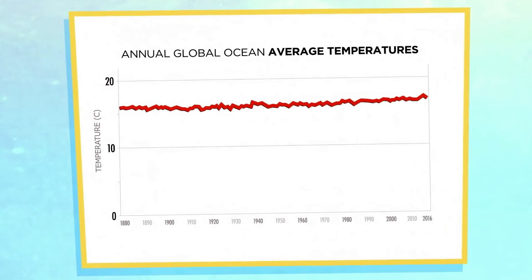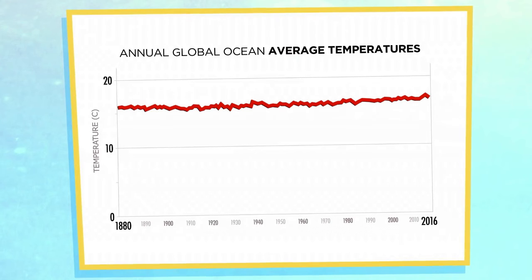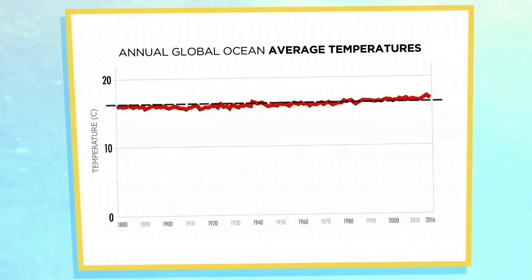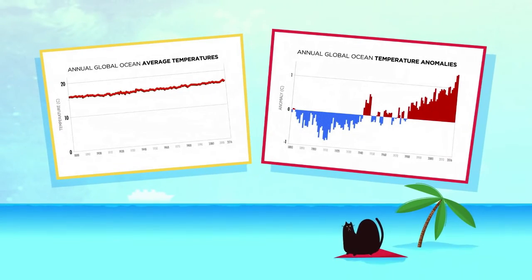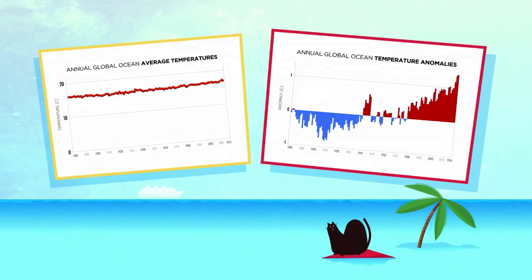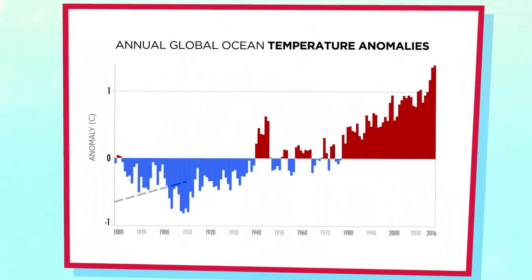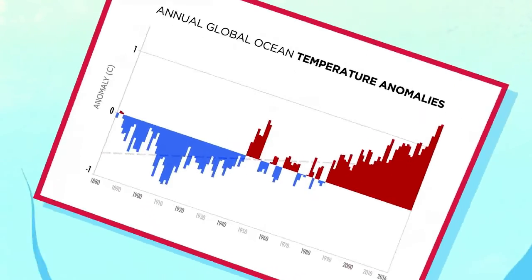The first graph plots the average annual ocean temperature from 1880 to 2016, making the change look insignificant. But in fact, a rise of even half a degree Celsius can cause massive ecological disruption. This is why the second graph, which shows the average temperature variation each year, is far more significant.